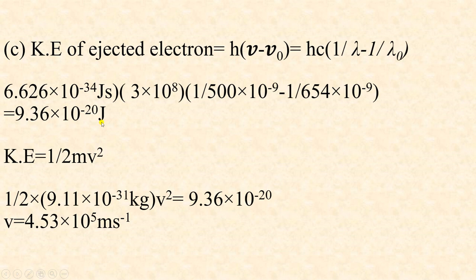minus 20 joule. Now the formula of kinetic energy is half of m v square. Now here all the quantities are known except v, velocity. So put all the values. M is the mass of the electron and kinetic energy is now known. So put all the values and we can determine the value of velocity.